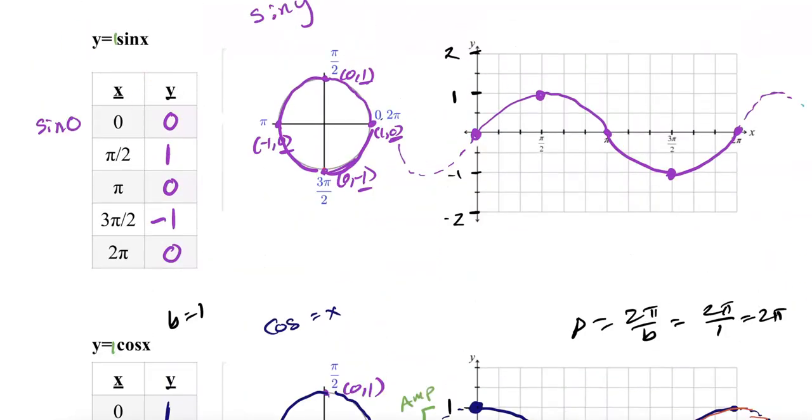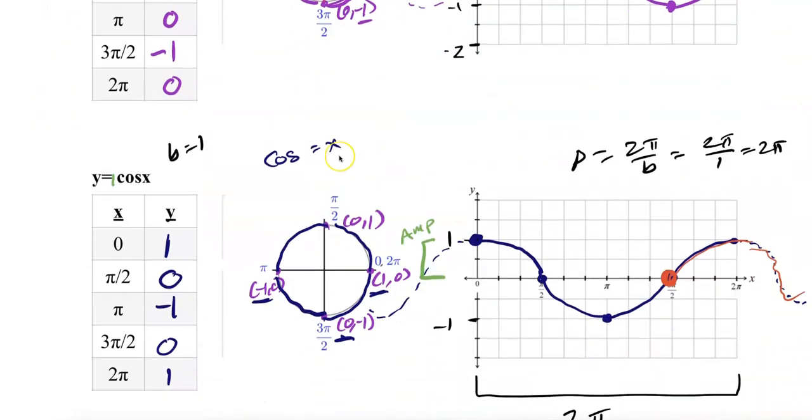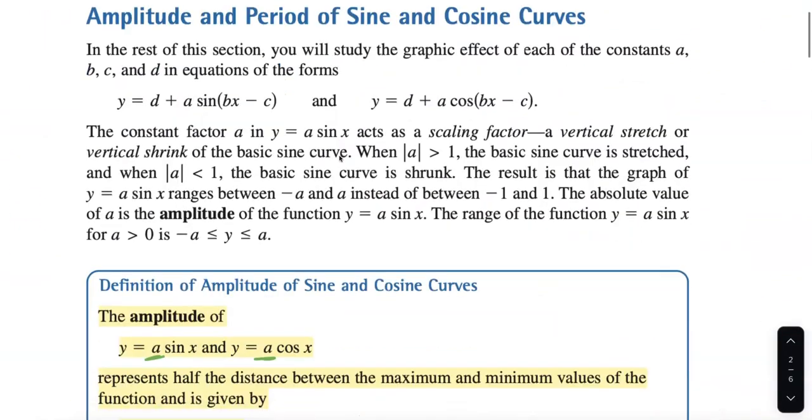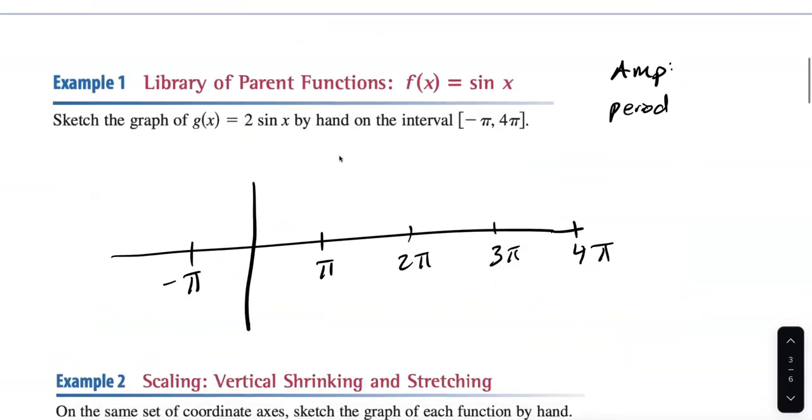Same thing over here. No b, so our period was 2 pi over 1, so 2 pi. And again, it takes a whole 2 pi to repeat itself. So that's period and that's amplitude. Those are the basics we need to know to graph a sine or cosine function. So let's do an example real quick.